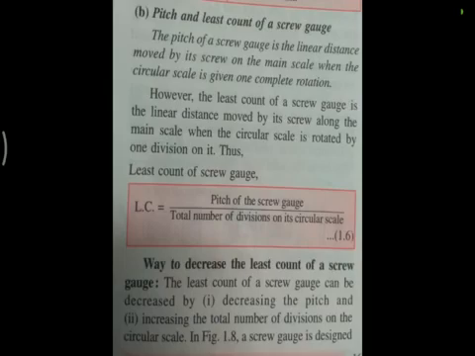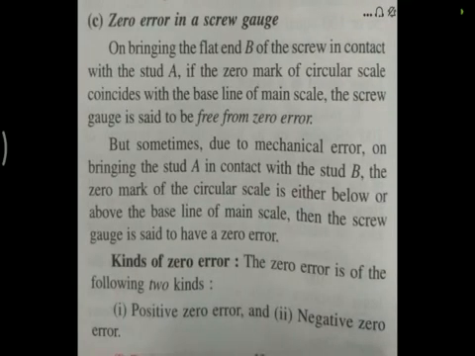Now whenever we are using instruments, these machines, obviously there are sources of errors also. So in the case of a screw gauge, again there are some errors. Whether a particular screw gauge has an error or not is decided by bringing the stud A and the B of the screw in contact. Without putting an object in between them, just move the ratchet, and then what will happen?